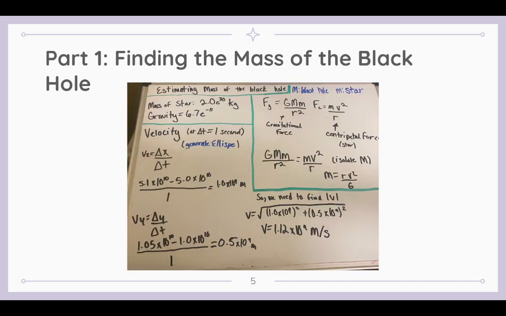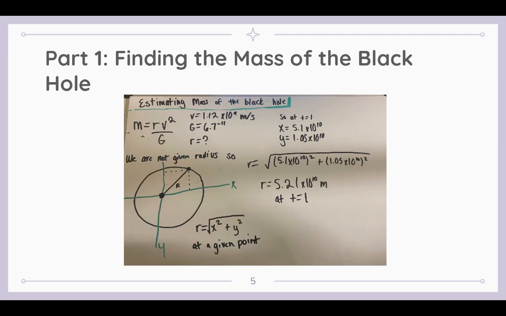To find the mass of the black hole, we started off with the givens of the mass of the star and the gravity, and if we look to the right, we can see the gravitational force needed to be set equal to the centripetal force. We had to isolate m, and in order to find the mass, we had to do radius times velocity squared divided by gravity, and from there we used that to determine what the velocity could be at given points.